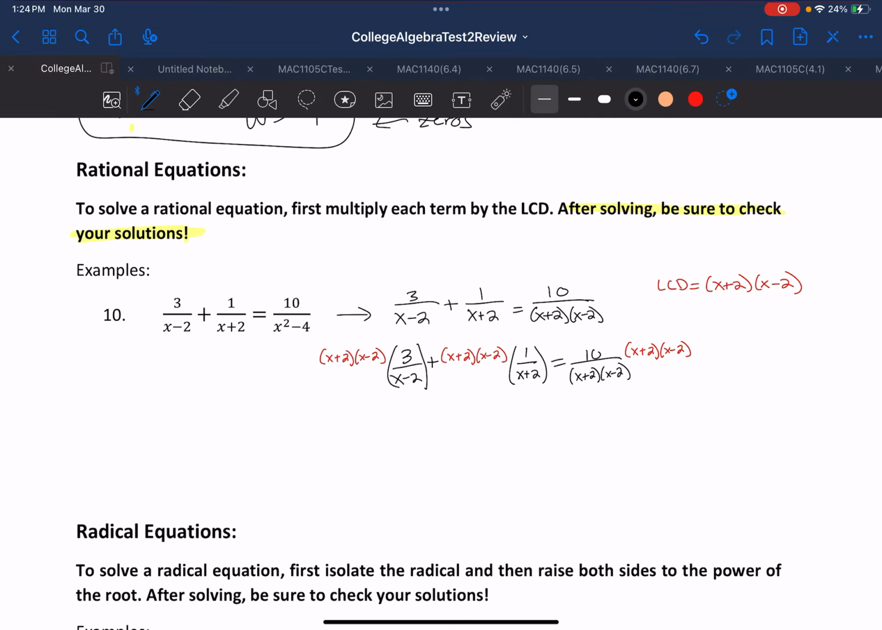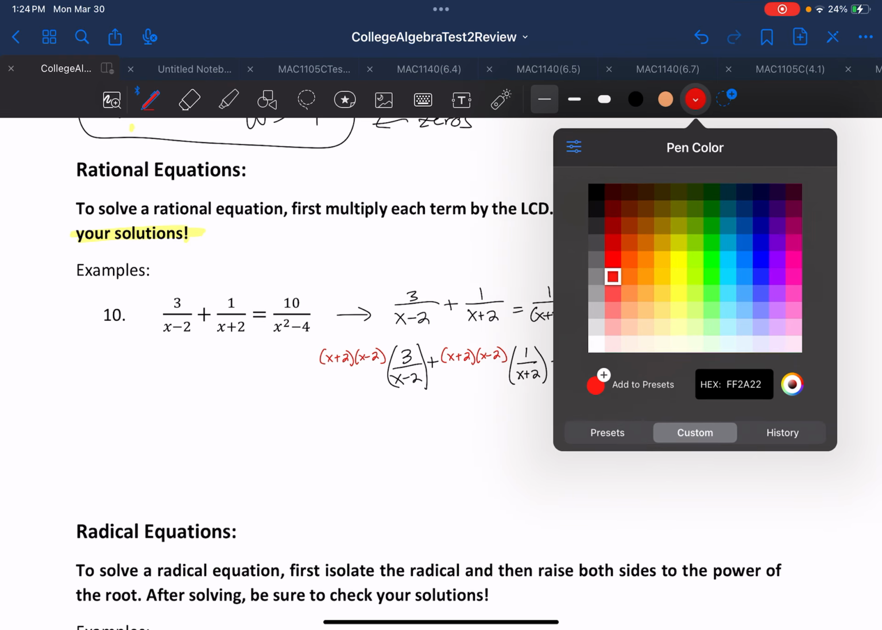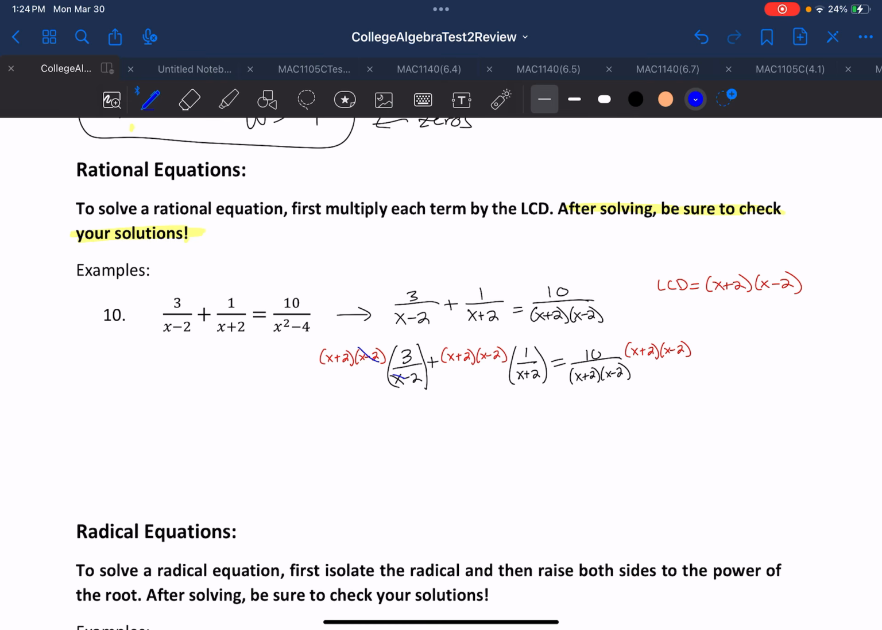So when I do this on the first fraction, the x minus 2's will cancel, and that will leave me with 3 times x plus 2. And then the second fraction, the x plus 2's will cancel, and that will leave me with x minus 2 times 1, which is just x minus 2. And then on the very last one, they will all cancel, and that will just leave me with 10.